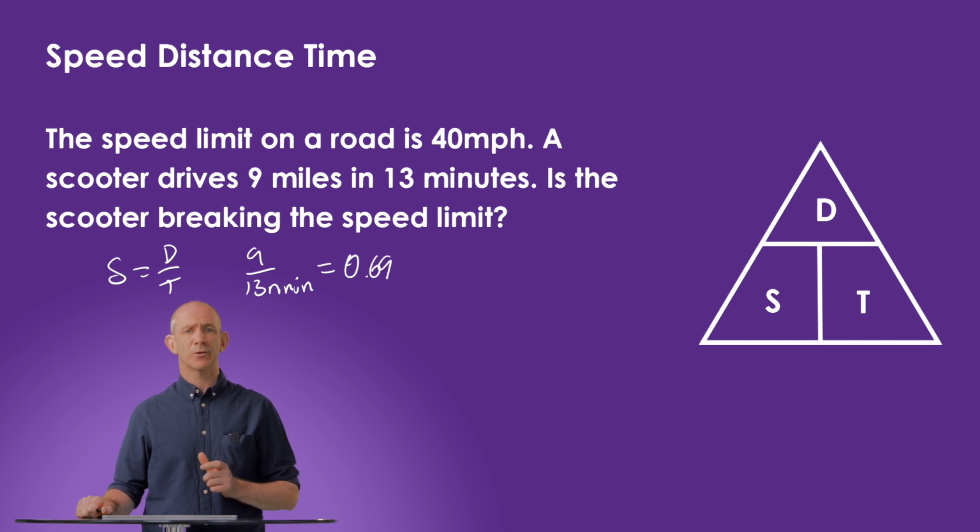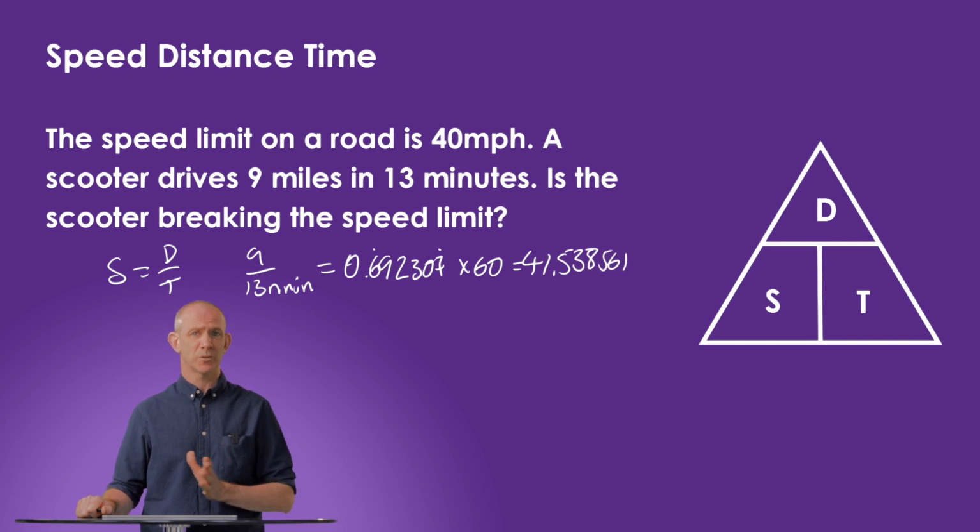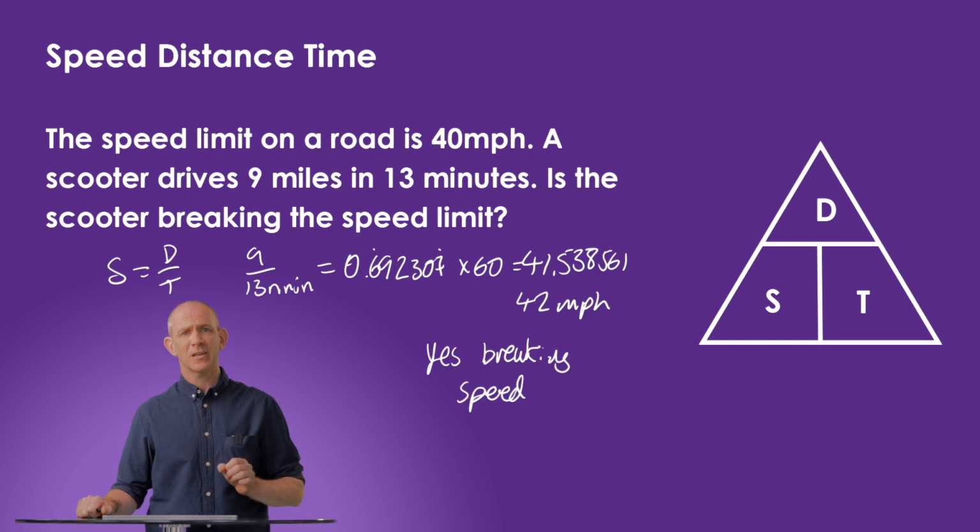So 9 divided by 13 is going to give me a decimal, which is 0.692307 recurring. I can multiply that by 60 to get 41.538461, or roughly 42 miles per hour. I can safely say that they're breaking the speed limit.